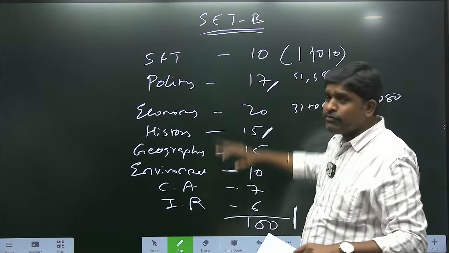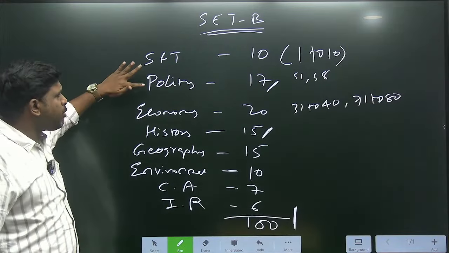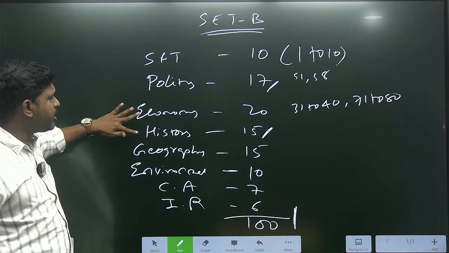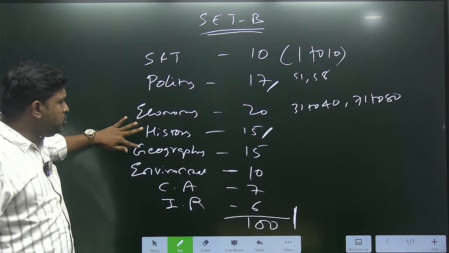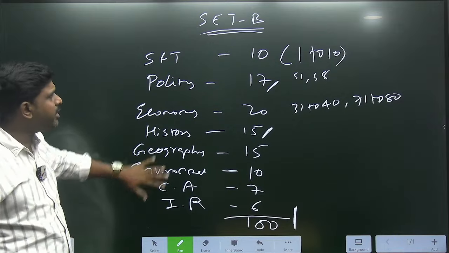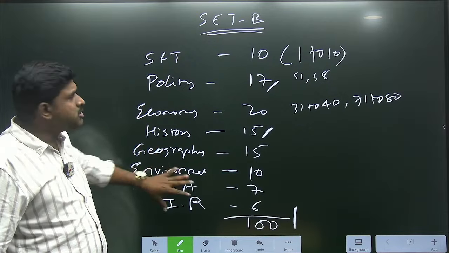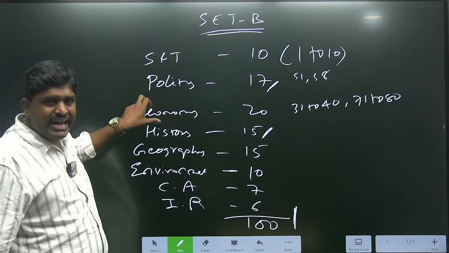So if you see the pattern this time, science and technology are 10 questions, polity 17 questions, economy 20 questions, history 15 questions, geography 15 questions, environment 10, and current affairs and IR 7. In this way, the overall 100 questions are designed like this.